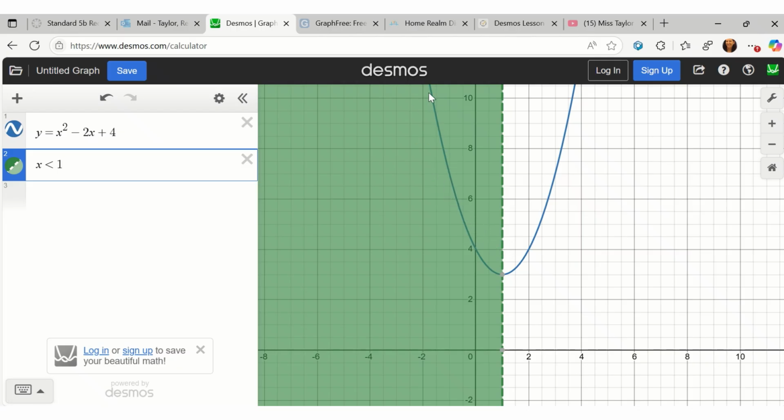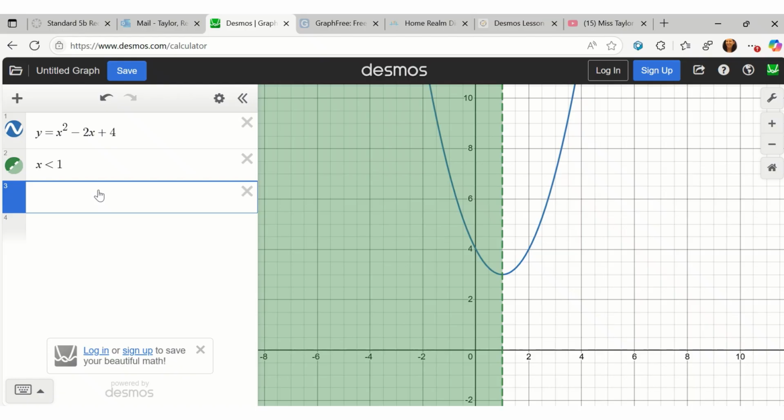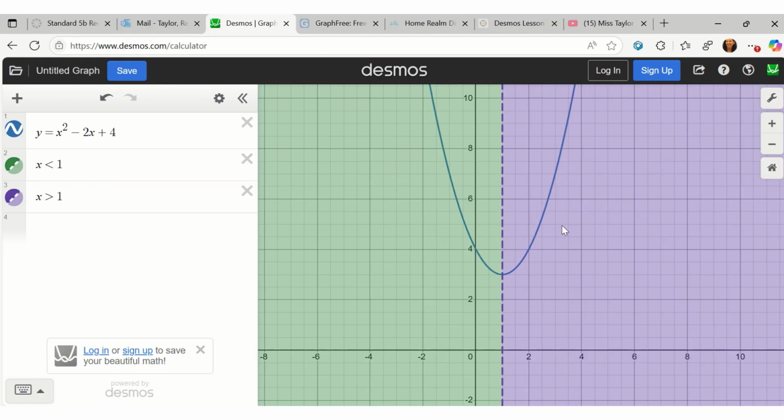If you trace the parabola inside the green, okay, it is clearly going down. That is my decreasing interval. To get my increasing interval, well, that's going to be x is greater than 1. And if we come over here and trace it, why, yes, I am heading up from left to right. I've never taught it this way before, and I apologize that the video is like long.